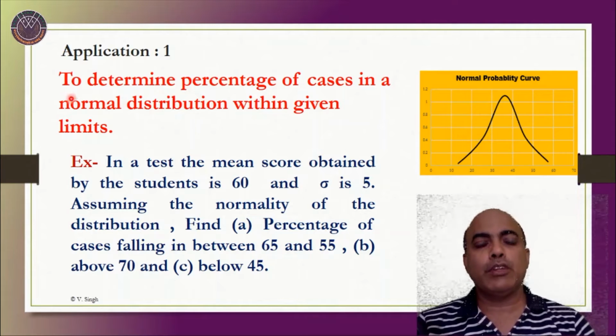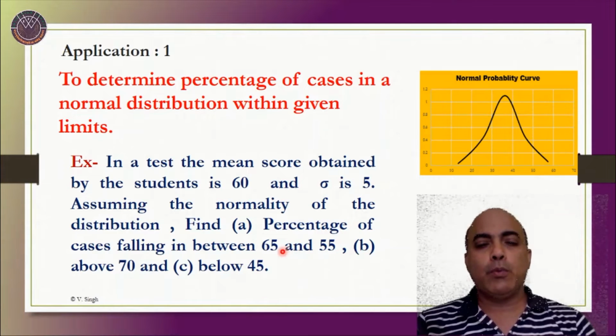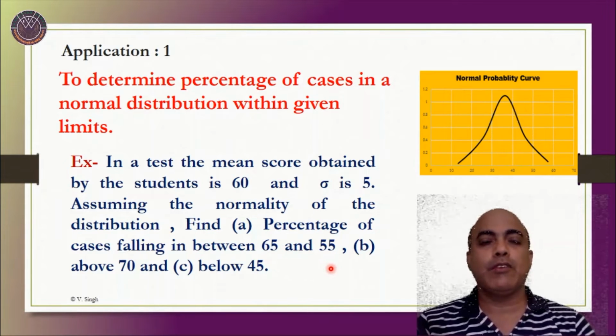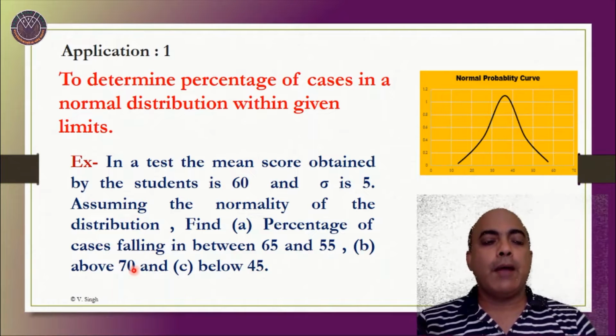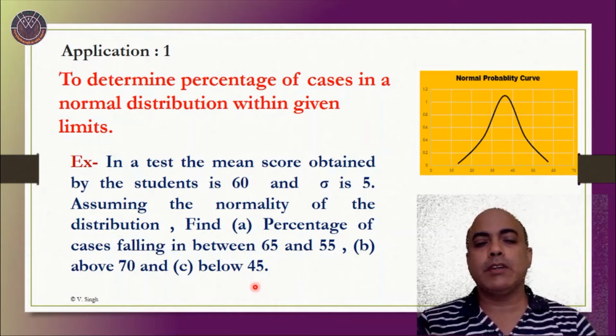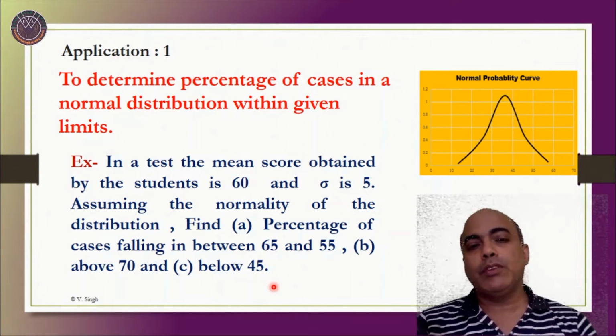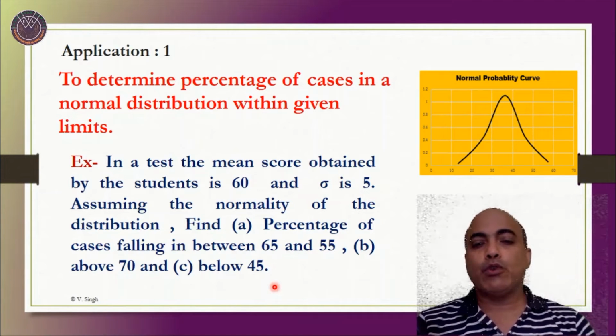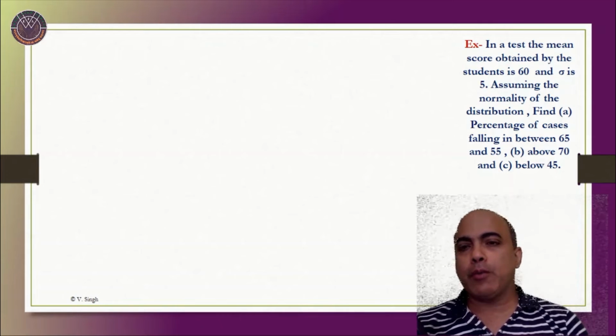So you can see that this example is based on this particular application. Two or one particular limit is given here. Suppose these two particular scores are given, 65 and 55. We have to find out the percentage of cases between 65 and 55. We also have to find out the percentage of cases above 70 and the percentage of cases below 45. So you will see how the characteristics of normal distribution and whatever formula we have studied will be used to solve this particular problem.